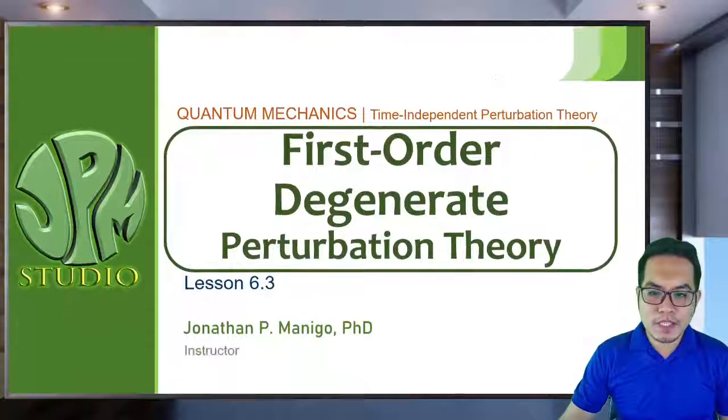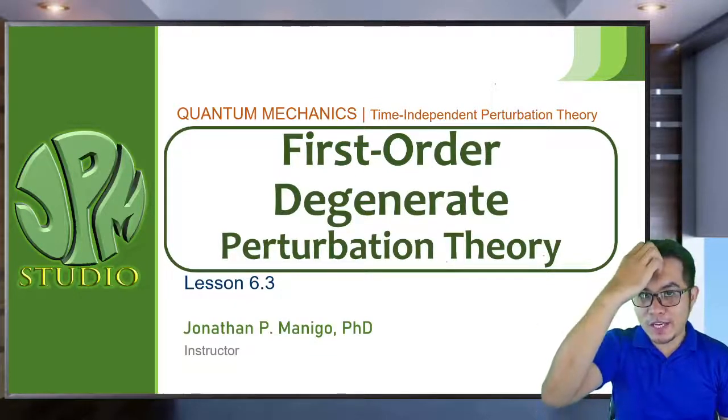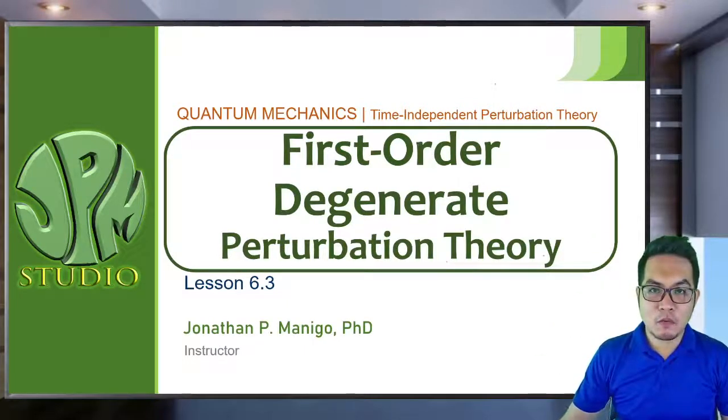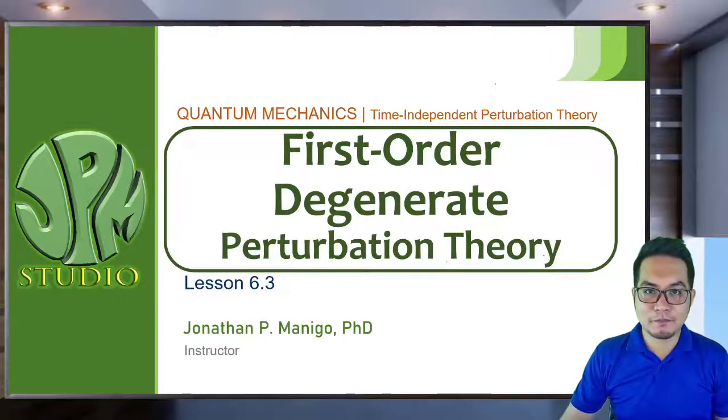So for this lesson, we will be talking about the first order degenerate perturbation theory. So what if now there are many states with the same energy, and what is now the first order correction for that perturbed system?